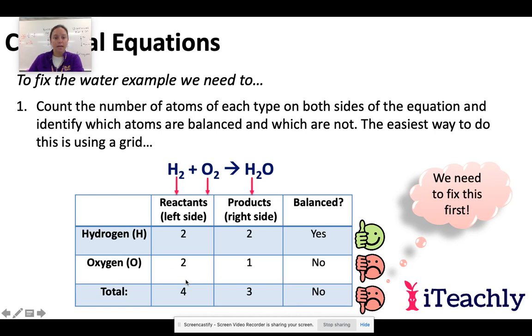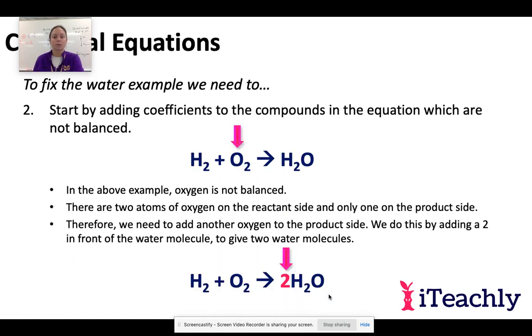So let's look at how we do this. So remember, product side, this is what we had. Reactant side, this is what we had. So hydrogens are balanced, but our oxygens are not, and our total number are not. So we have to fix that. So how can we do this? Well, notice right here, my hydrogen is balanced, but my oxygen is not. So I have 2 oxygen right here, so I need to have 2 oxygens over here. So what can I do? I can add a 2 in front of my water, in front of my H2O.